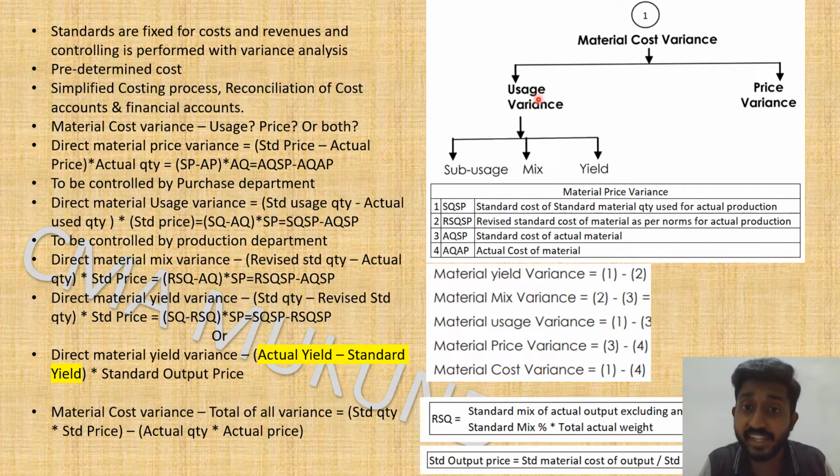So if it is material, because of what? It may be because of material usage, it may be because of material price. So why my actual cost has gone over and above the standard, or why it is less than the standard. I have achieved some saving, I have to know how that saving has come.